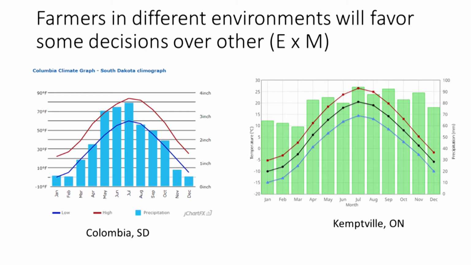What you see here are two climatographs, one from Columbia, South Dakota, one from Kemptville, Ontario. And a climatograph, well, the bars show average monthly rainfall every month of the year, and those lines show average daily high and average daily low temperature. So let's just focus on the bars that represent rainfall. In Columbia, rainfall is very unevenly distributed throughout the year. Right? It goes up and then down. Whereas in Kemptville, rainfall is actually quite evenly distributed throughout the year.